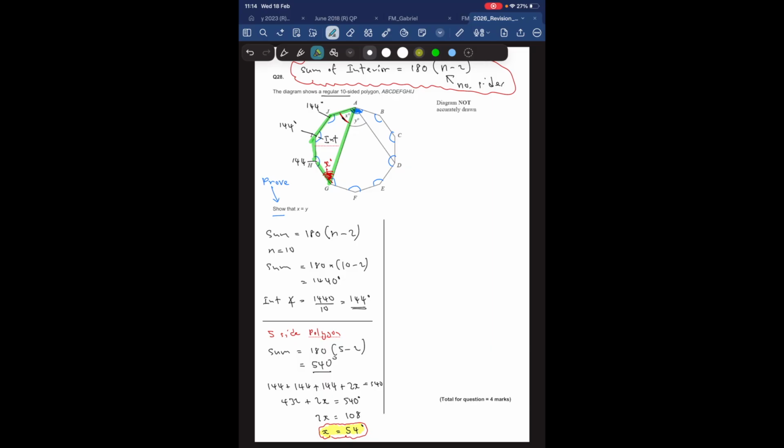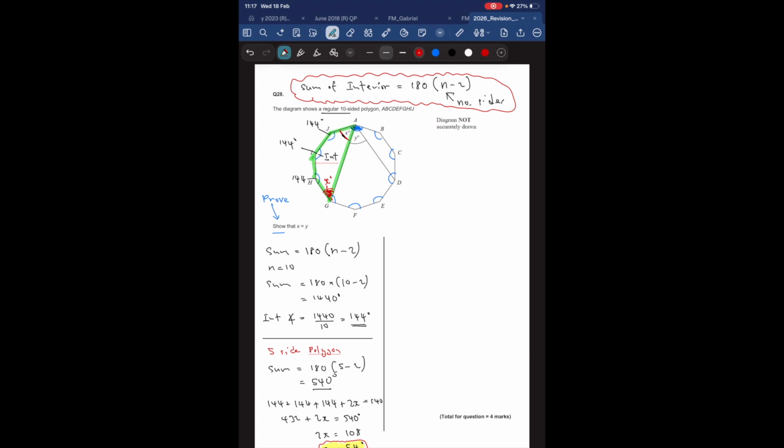The way that I calculated it, just to recap, was I looked at the big 10-sided polygon and worked out what the interior angle was using this formula here. I then looked at the smaller 5-sided polygon on the left-hand side and worked out what x was, because I was able to figure out that the interior angles would add up to 540 using the same formula.